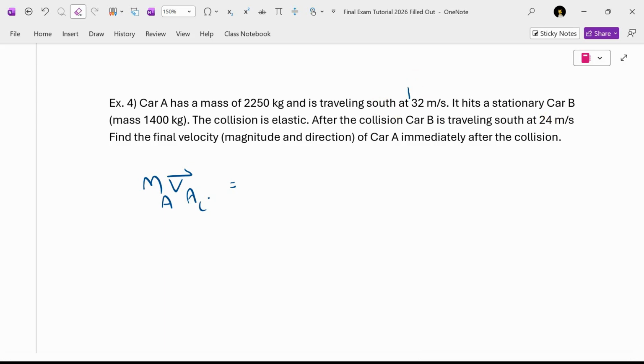I'm going to make a little note because this one's more complicated. I'm going to let south be positive. If I get a negative answer, it's because it's possible car A bounced off and reversed direction. It might have. Then I'll know. Mass A, V A final. Mass B, V B final. Final momentum of car A, final momentum of car B, not stuck together.